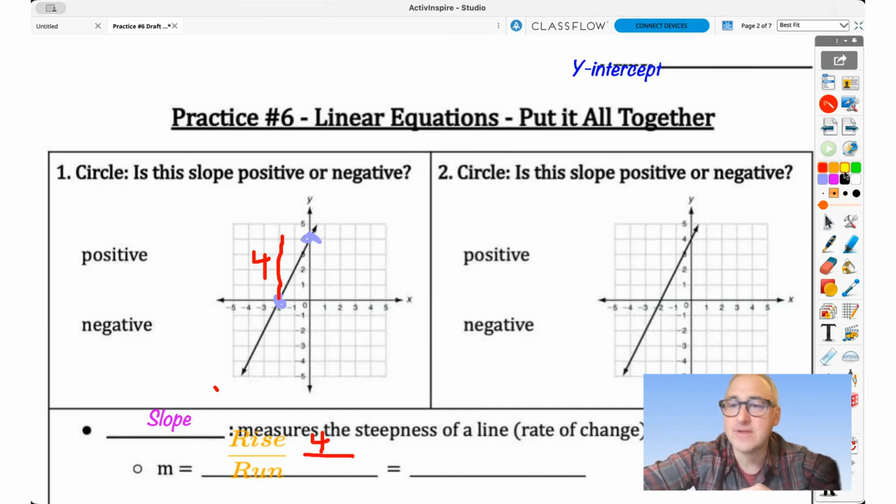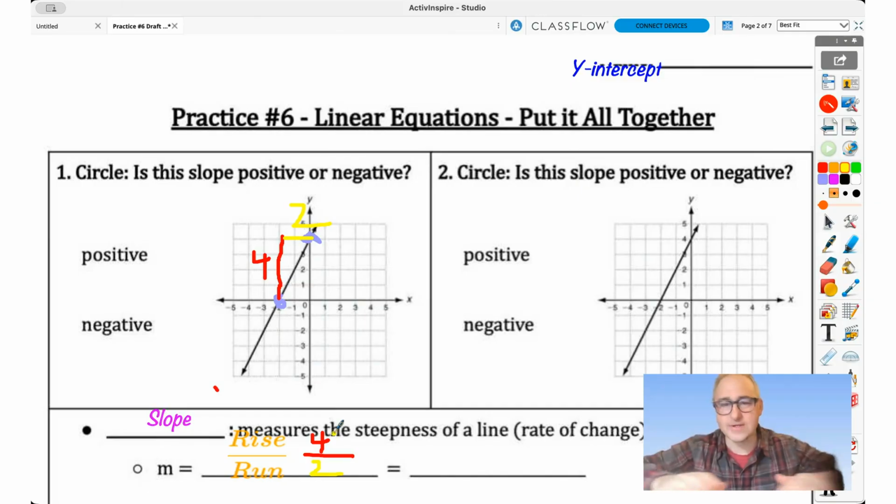Then I'm going to measure my run. Let me pick a different color. We're going to run 1 full box, 2 full boxes. So my run is 2. So here my slope is 4 over 2. My slope is positive, so 4 is positive. If it was negative, the 4 would be negative. The bottom number is always positive. Let's move on.